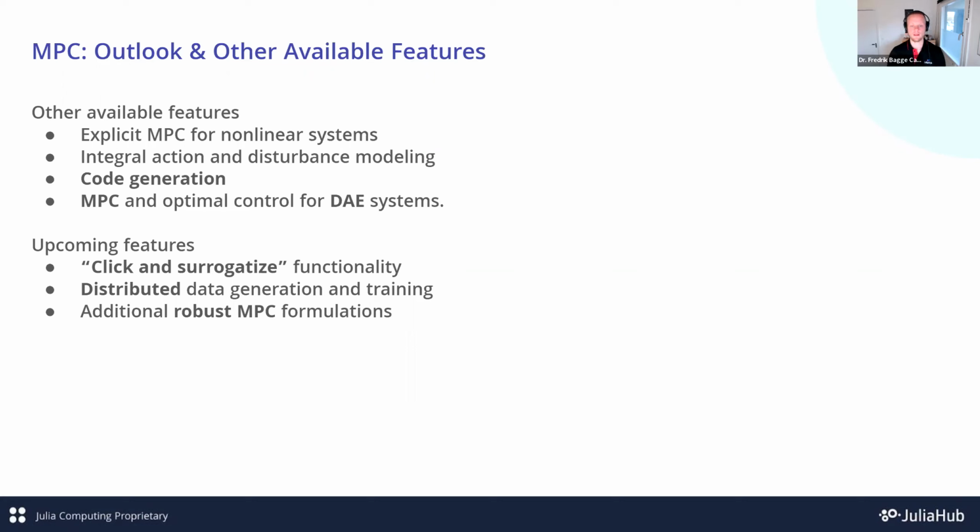We're also working on distributing our data generation for training these surrogates. The current surrogate that we showed in the end took about 10 minutes to train on a single core. But with JuliaHub, we offer elastic compute, so you can on demand spin up multiple machines and have massive parallelism to train your surrogate. So you can have a properly trained surrogate of a model predictive controller in your hand within just a few minutes.